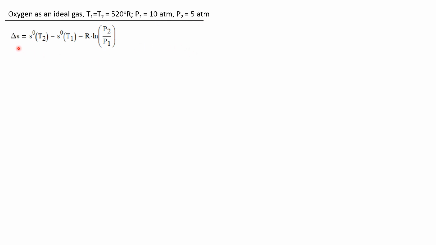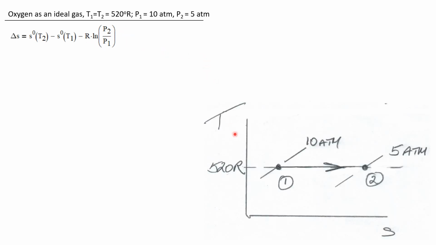We're going to use the same equation that we used in the previous problem, where the change in entropy for a process is S naught at T2 minus S naught at T1 minus R times the natural log of P2 over P1. We can plot this already on a TS diagram. It takes place at a constant temperature, and so it's a horizontal line on this TS diagram. State 1 is at 10 atmospheres, and state 2 is at a lower pressure of 5 atmospheres.